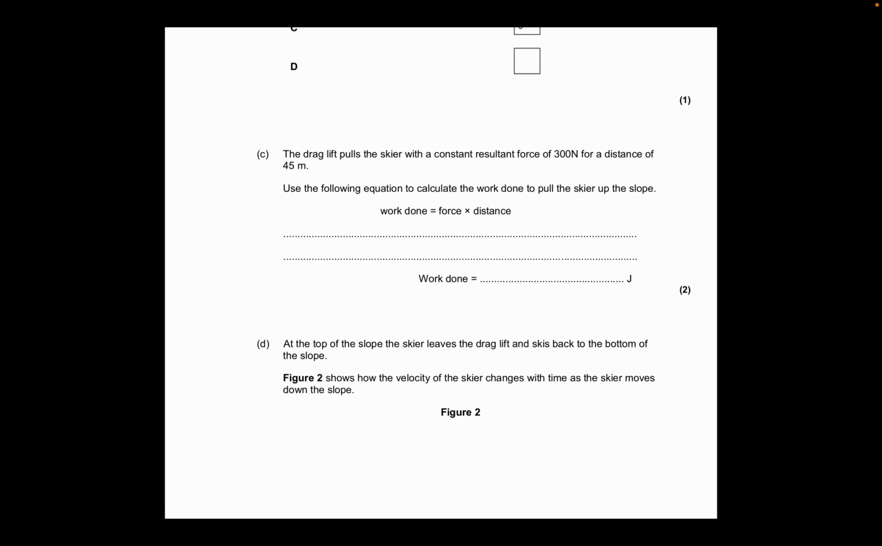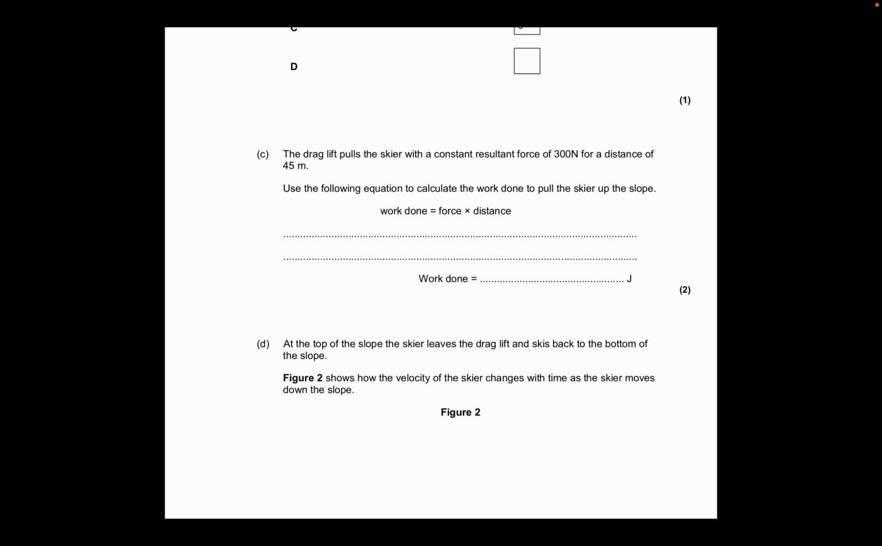The drag lift pulls a skier with a constant resultant force of 300 newtons for a distance of 45 meters. Use the following equation to calculate the work done to pull the skier up the slope. You have been given the work done formula, which is force times distance. Now remember for physics, always use the units. It's very important that you write down the units for exams, okay?